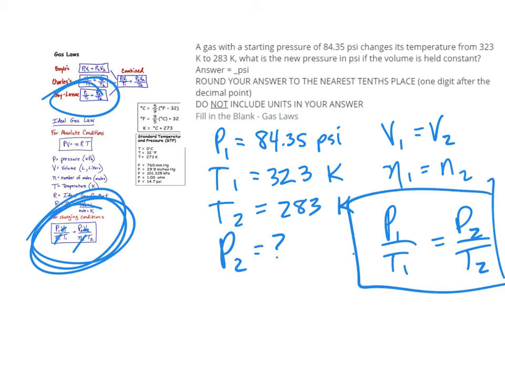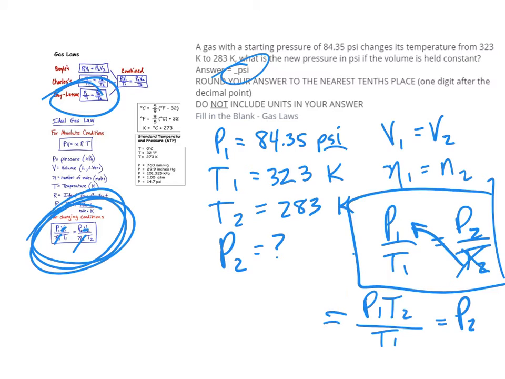Got to solve that for P2. Algebra on the fly. Take my T2, move it up here. So P1 T2 divided by T1 equals P2. Temperatures must be in Kelvin, pressures in psi, and they asked us to put the answer in psi, so we're set to go. P1 is 84.35 psi, T2 is 283, divided by T1, 323.